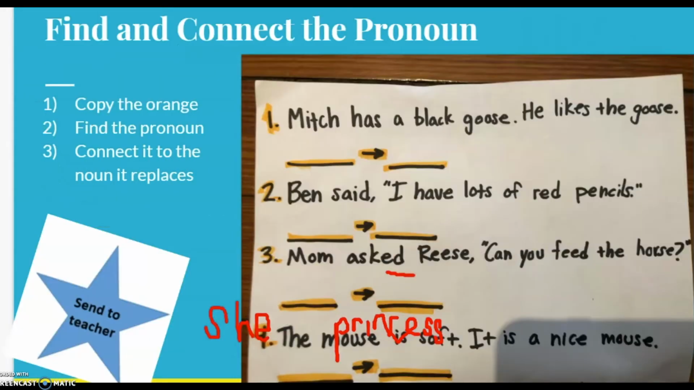Alrighty. Here is your opportunity. I want you to only copy the orange. You don't need to copy the whole sentence. That's a lot of work. Just copy the orange parts. Find the pronoun. Remember, our pronouns are he, she, it, I, and you. Find the pronoun, write it here. Then connect it to the noun that it replaces, just like we did in the last slide. Pause the video and do this now.